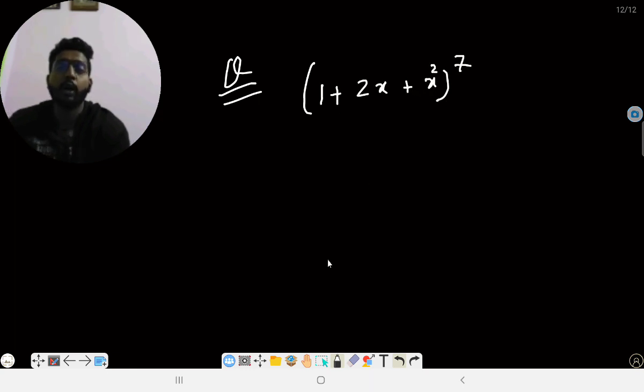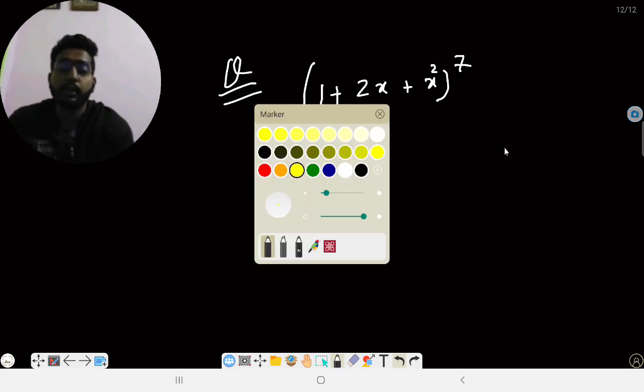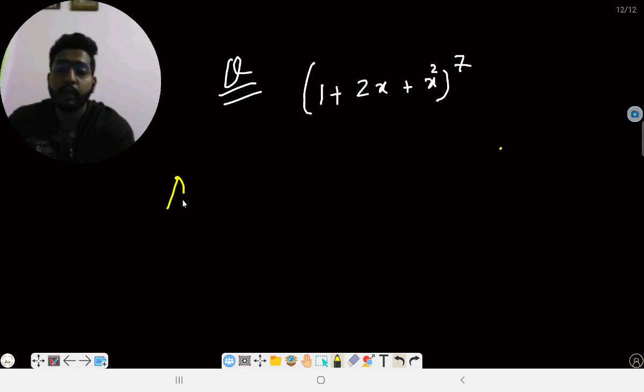Done. Now next one, number 2. Suppose I have given one thing, so we'll solve a question here. Number 1: (1 plus 2x plus x square) whole to the power 7. How many terms are there in this expression if I expand it? Now for this one, you can see there are 3 terms.